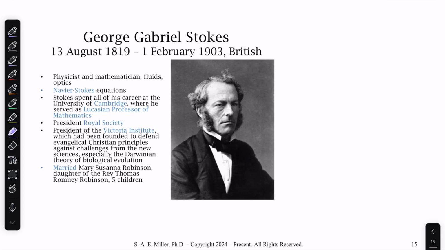He was also President of the Royal Society. Interestingly, he was an extremely religious person, and he became the president of the Victoria Institute, founded to defend Christian principles against challenges from evolutionary thinkers in biology. Later on, he married Mary Susan Robinson, daughter of a reverend, and had five children. He's famous for an extremely long letter written to his wife, or soon-to-be wife, about why they shouldn't get married. Well, she wouldn't have anything to do with it, and I think he was quite happy with some domestication and not being a calculating machine, as he wrote.